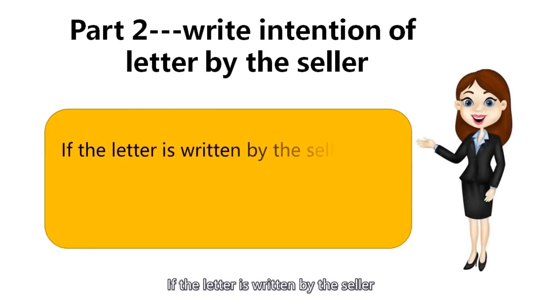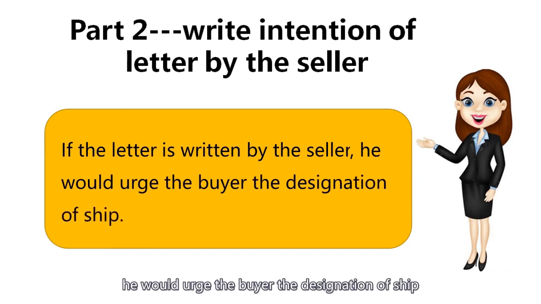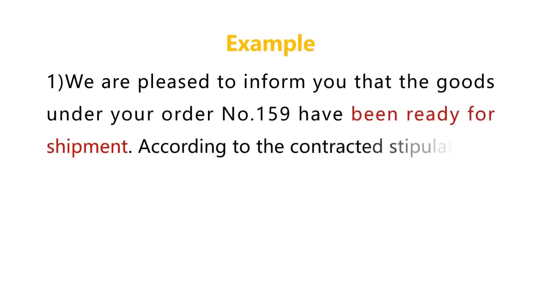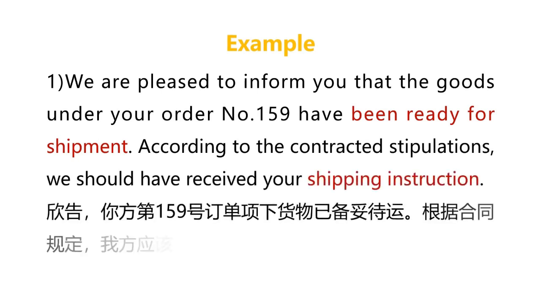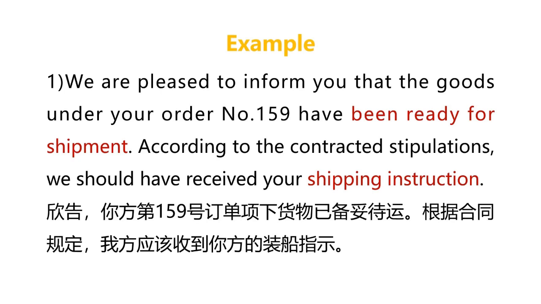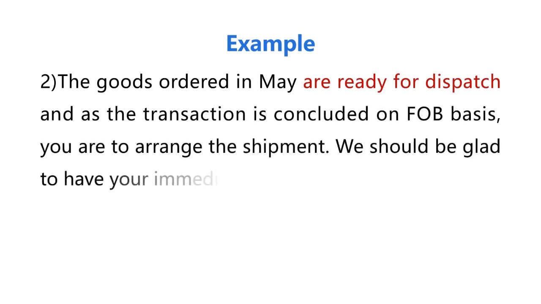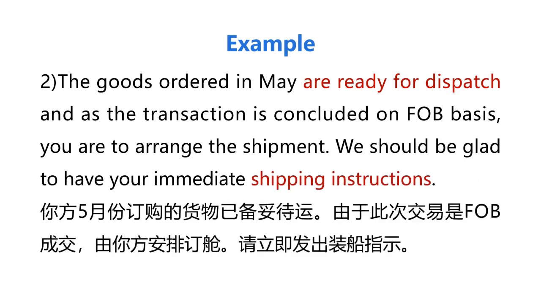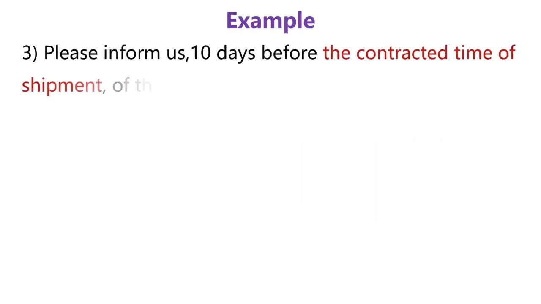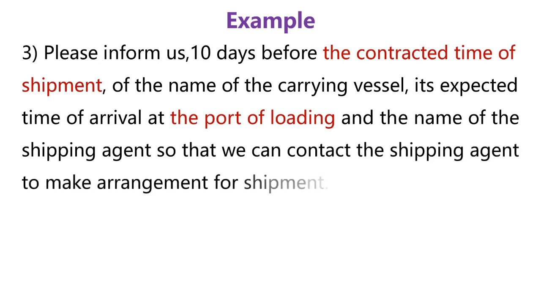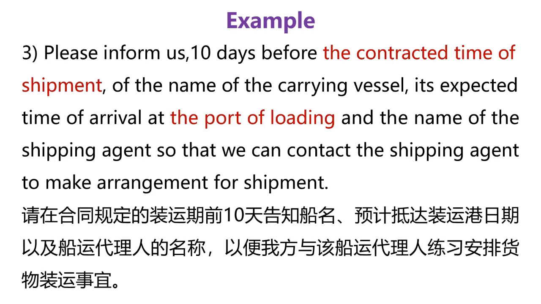If this letter is written by the seller, he would urge the buyer on the designation of the ship. For example, we are pleased to inform you that the goods under your order number 159 have been ready for shipment. According to the contracted stipulations, we should have received your shipping instruction. The goods ordered in May are ready for dispatch, and as the transaction is concluded on FOB basis, you are to arrange the shipment. We should be glad to have your immediate shipping instructions. Please inform us 10 days before the contracted time of shipment of the name of the carrying vessel, its expected time of arrival at the port of loading, and the name of the shipping agent, so that we can contact the shipping agent to make arrangement for shipment.